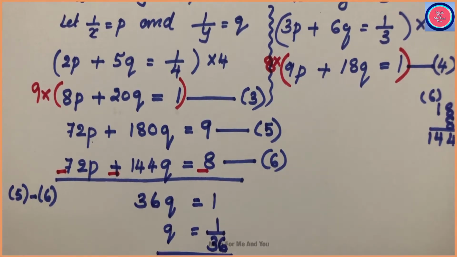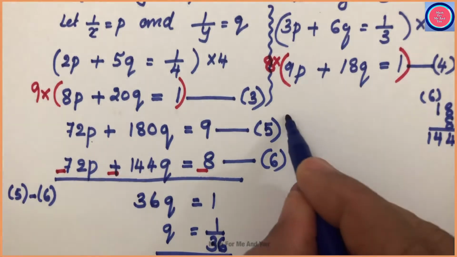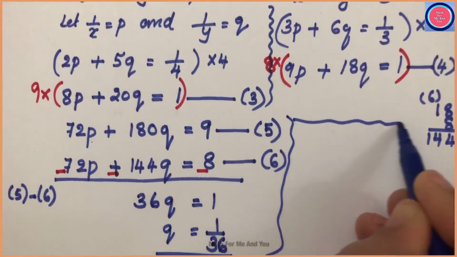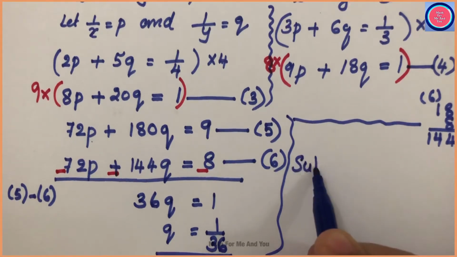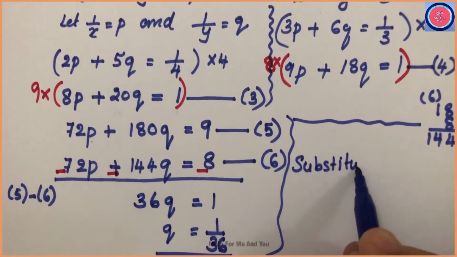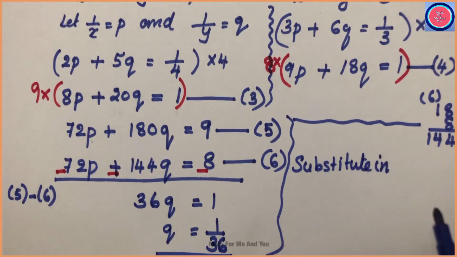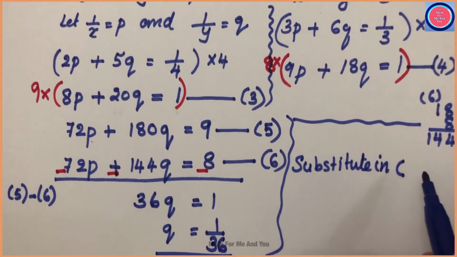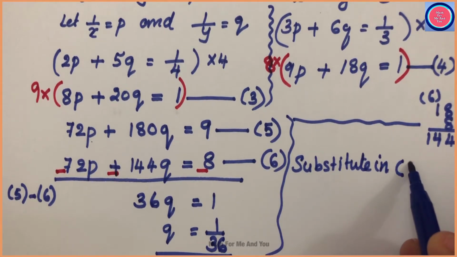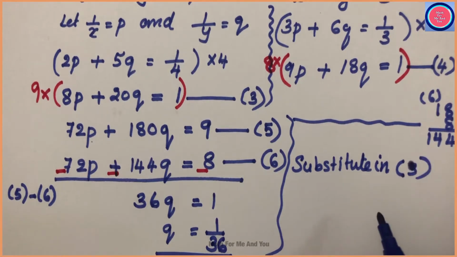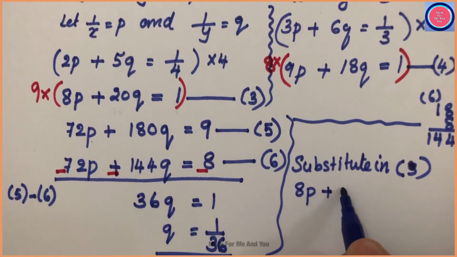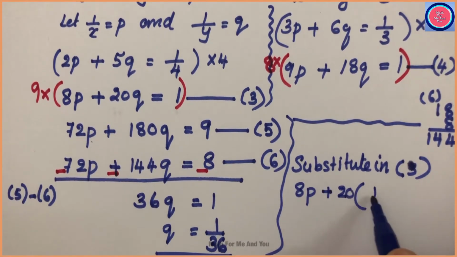Now we can put this value in any of the equations, that is equation number 3 or 4 or 5 or 6. We can find what P equals. I'm going to substitute in equation number 3 because it is comparatively a smaller equation. And what is equation number 3? 8p plus 20q equals 1. 8p plus 20, what is q? It is 1 over 36, is equal to 1.